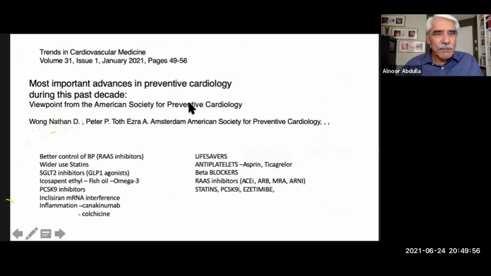All right, this paper was written in January this year, and it talks about the most important advances in preventive cardiology during the past decade, and it lists those medications. You can see they talk about statins, they talk about icosapent ethyl, so you will have to stay for the rest of the talk so that I can tell you about that. They talk about PCSK9 inhibitors, they talk about PCSK9 production blockers, and they talk about inflammation, which will be part 3 of the presentation, if I'm allowed to give you part 3 in the fall sometime. All right.